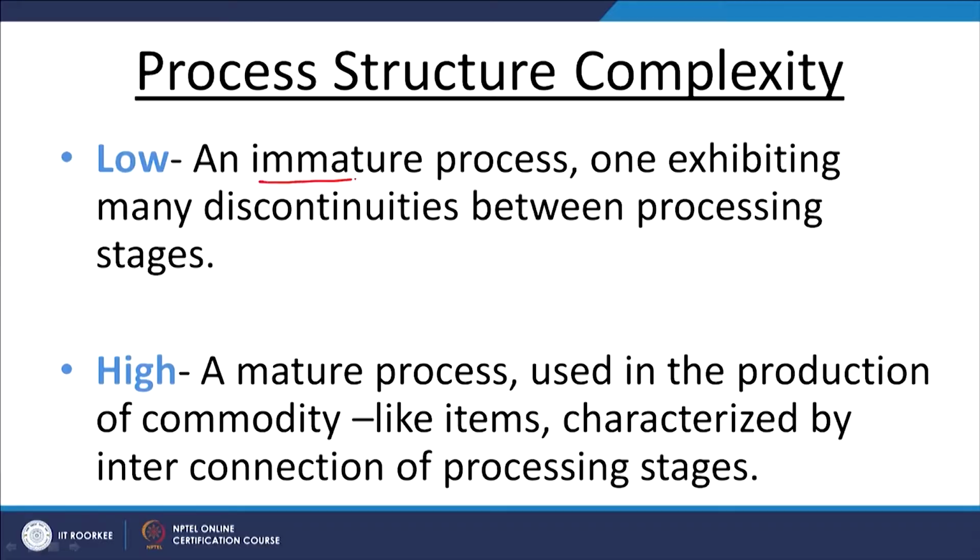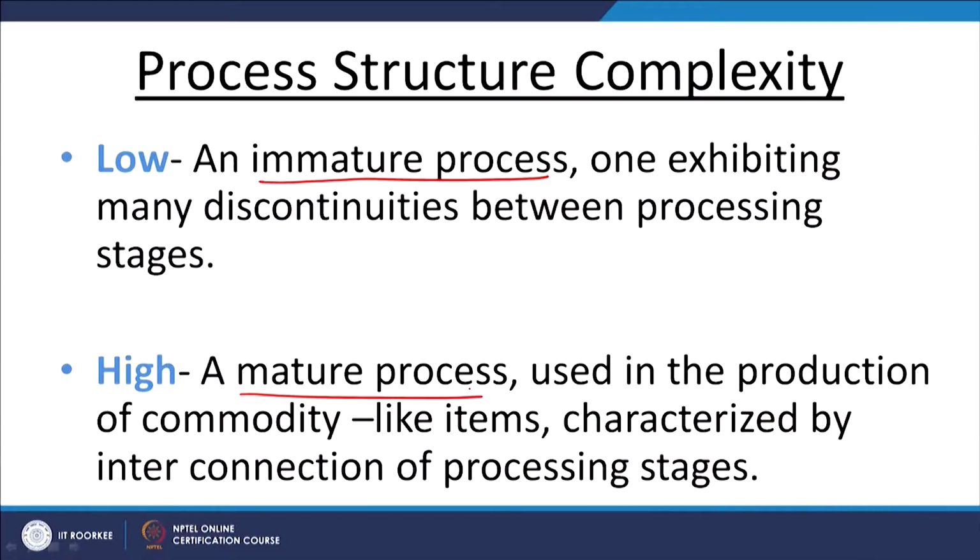If it is an immature process, then we say that process structure complexity is low, and when a mature process is there, that is a highly complex process structure, because now you have stabilized your process and therefore the process is in the maturity stage, and now you cannot alter much with your process. That is the meaning of process structure complexity. When your process is not mature, when your process is in the infancy stage, you can do a lot of alterations with your process, and therefore that process is known as a low process complexity process.